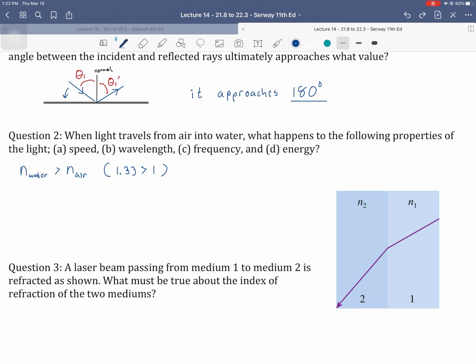So what does that mean then? Well, that definitely means that the speed should be decreased. Okay, so we're asked what happens. The speed is decreased because it slows down in the water. That's what the higher refractive index means. The wavelength is decreased as well. That's how the speed is going down. So the wavelength is decreased, and that's just based on the idea that c equals lambda f.